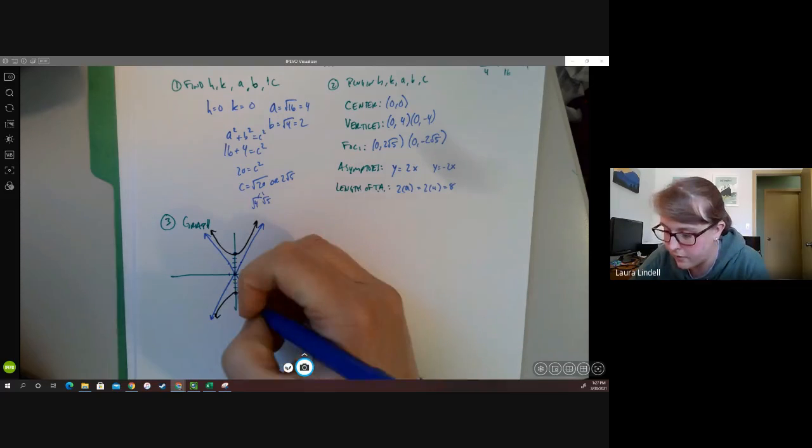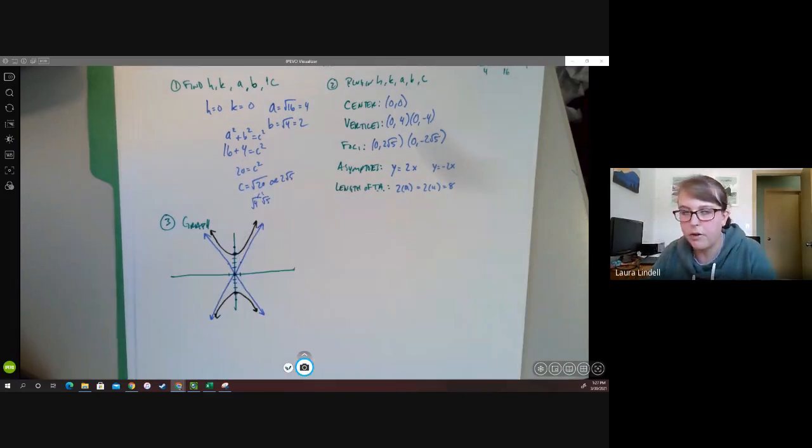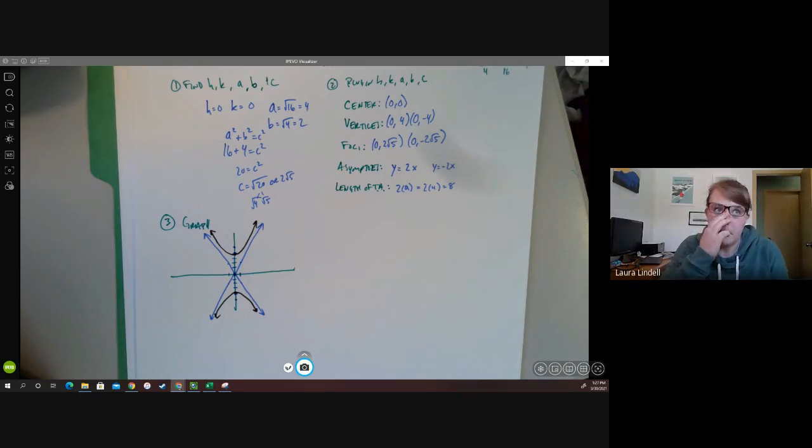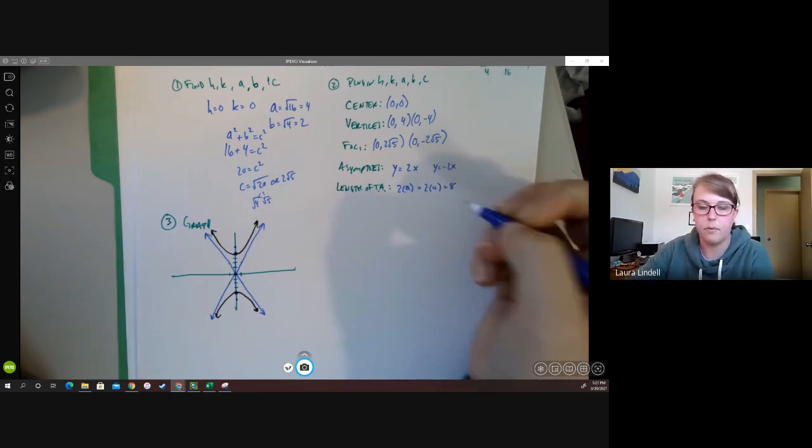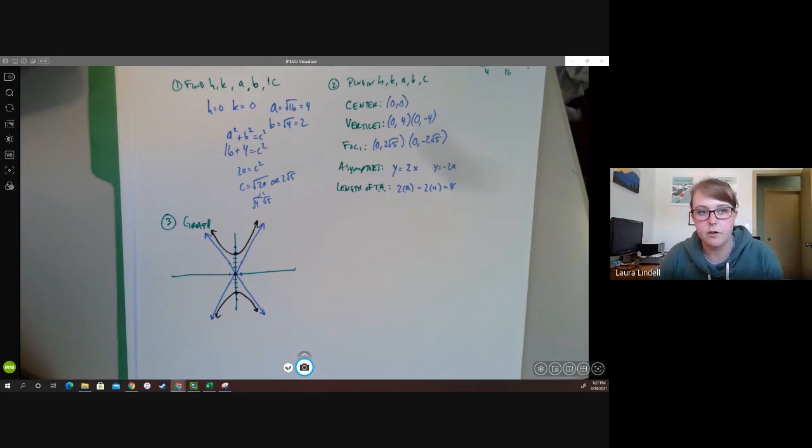And then the foci will be out here somewhere, but we don't worry as much about graphing those. If you can get the asymptotes in the center, you can pretty much draw your graph of the hyperbola. And as we can see on our graph, the length of the transverse axis, so from vertex to vertex, is a distance of 8, which is what we would expect. So that's another way you can check it a little bit. And you can always graph it on a calculator to check as well, if you were asked to graph something by hand. Any questions?